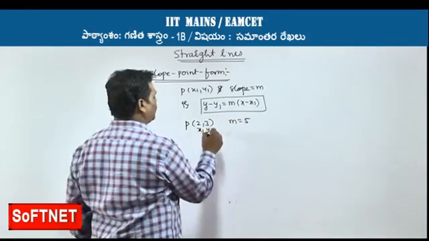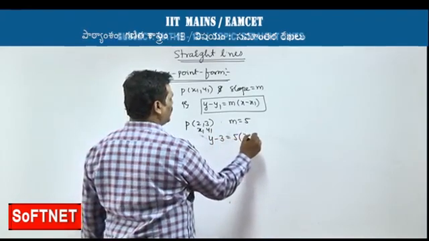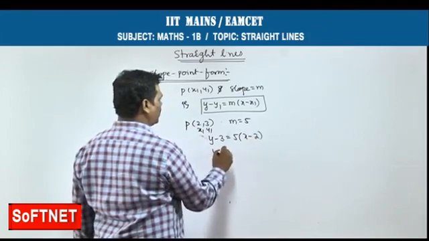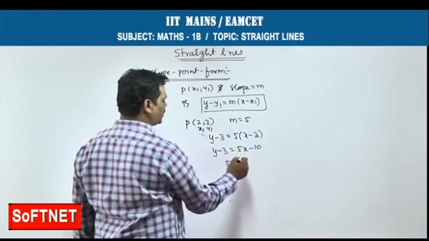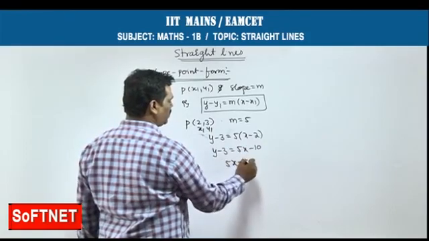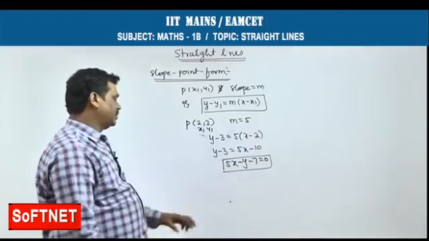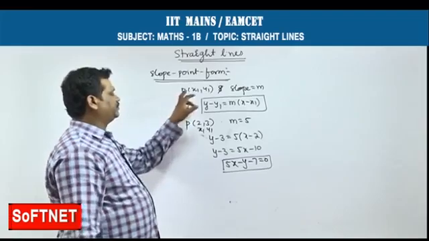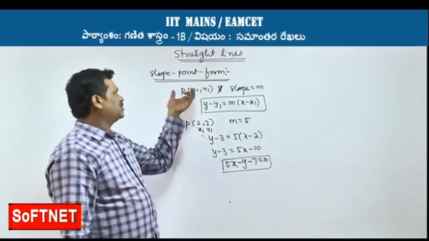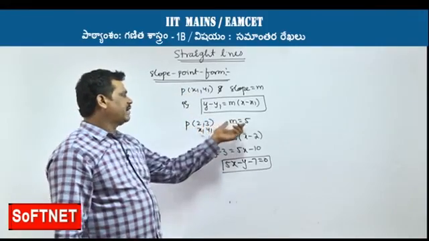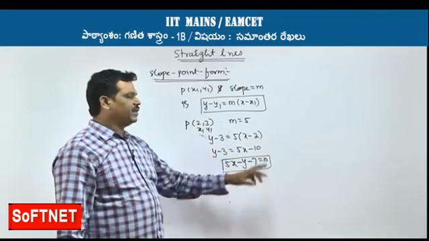This is x1 y1, m equal to 5. We get y minus 3 is equal to 5 into x minus 2. So, y minus 3 is equal to 5x minus 10. Taking everything to one side, 5x minus y minus 7 equal to 0. This is the required equation of the straight line. The equation of the straight line passing through 2 comma 3 and having slope m equal to 5 is 5x minus y minus 7 equal to 0.